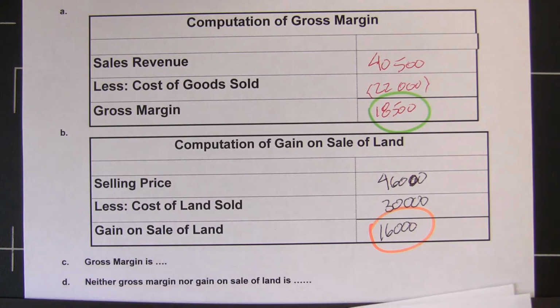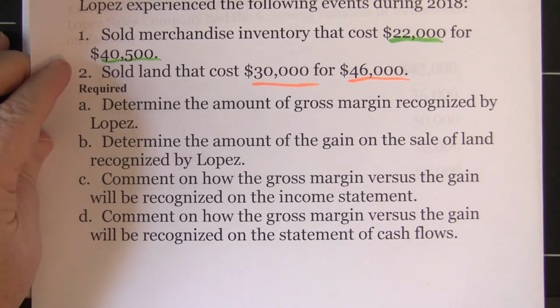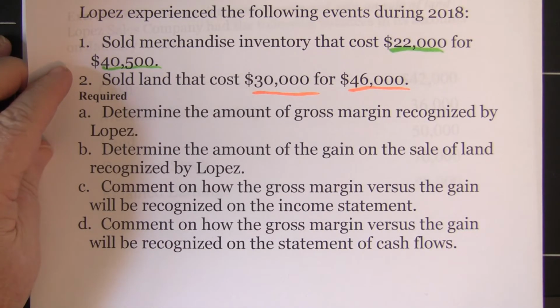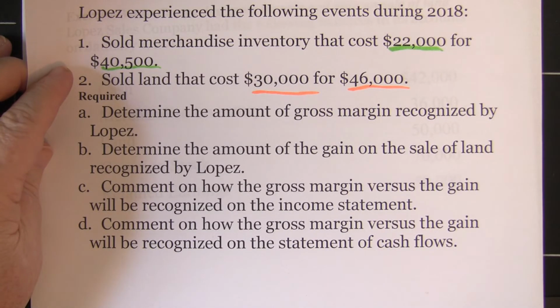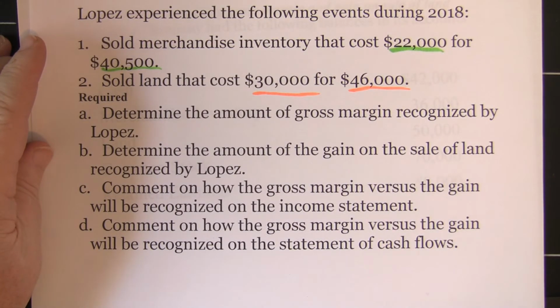Then it asks us to do some thinking about this, and says comment on how the gross margin versus the gain would be shown on the income statement. Well, gross margin is the sales less the cost of goods sold, and that's shown on the income statement. The gain on the sale of land is a peripheral transaction. It's not part of the business of our business. So that necessarily would not be listed on the income statement.